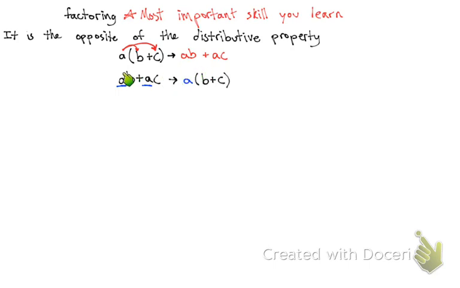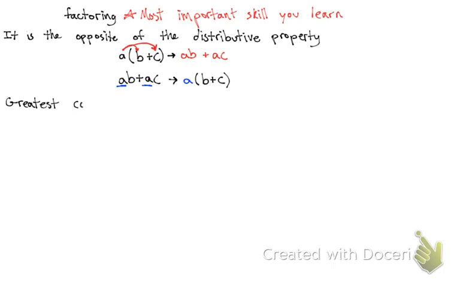So what you're really doing is figuring out what's in common, and you're dividing it out. So with ab + ac, they both have a, so you divide out a. So ab divided by a gives you b, ac divided by a, the a's cancel out, leaving you with c.